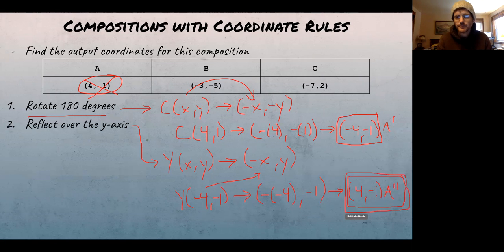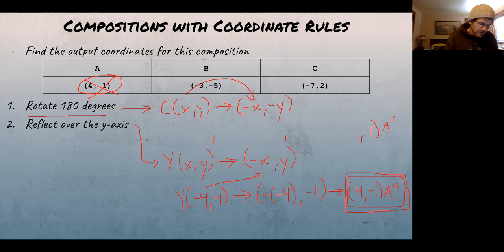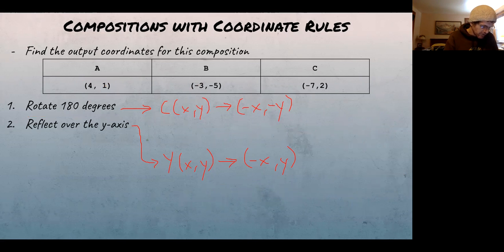Okay. Hopefully that's pretty straightforward and you're following along with it. So let's do this one more time for another coordinate. All right. So we are still using the same coordinate rules, but now I'm going to input negative 3, negative 5 in.